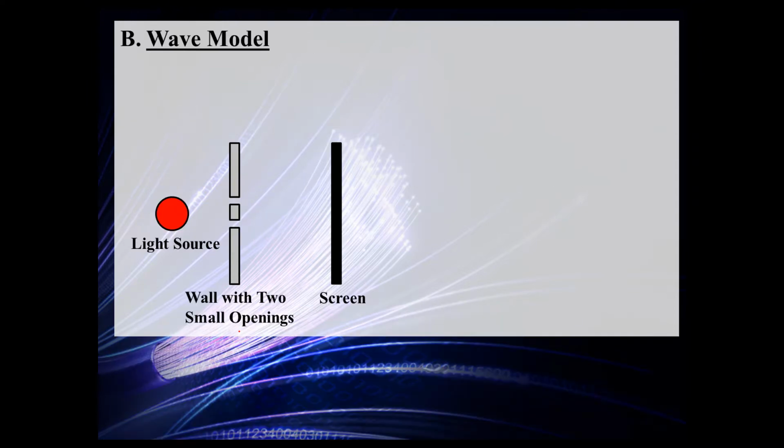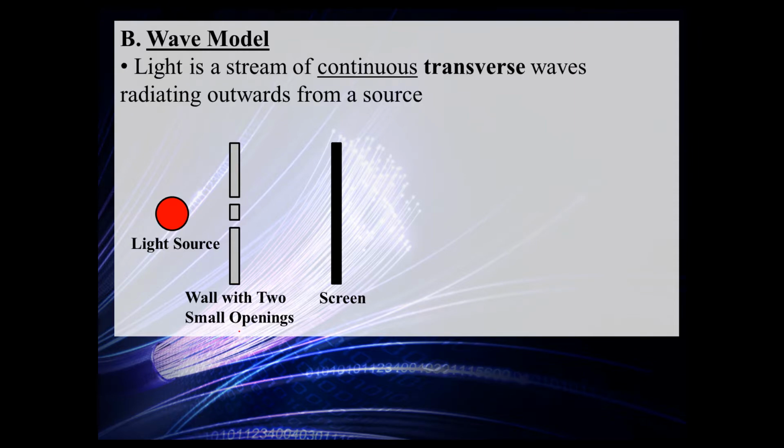Now let's look at the wave model. The wave model tells me that light is a stream of continuous transverse waves radiating outwards from a source. When you think of a wave, a transverse wave we could model by looking like this, or like a typical wave shape.